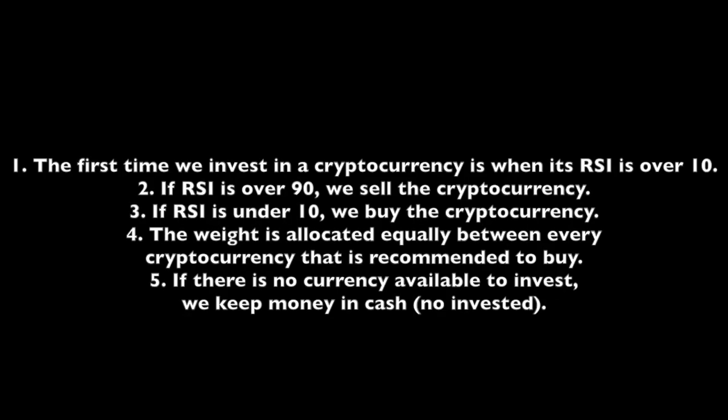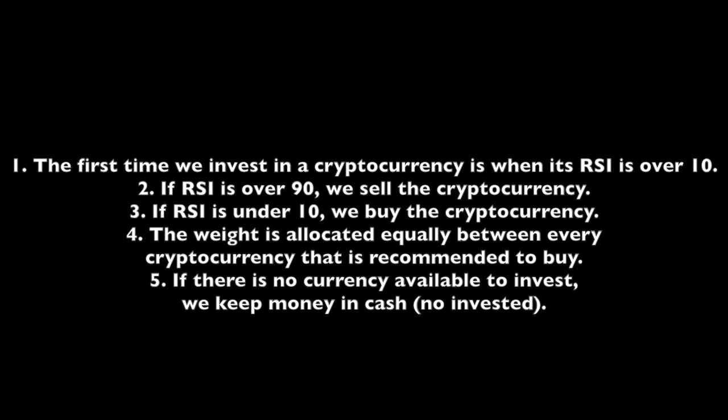First of all, let's define a simple rule based on the value of RSI with some predefined parameters: window equal to 6 days, maximum threshold equal to 90, and minimum threshold equal to 10. First, the first time we invest in a cryptocurrency is when its RSI is over 10. Second, if RSI is over 90, we sell the cryptocurrency.